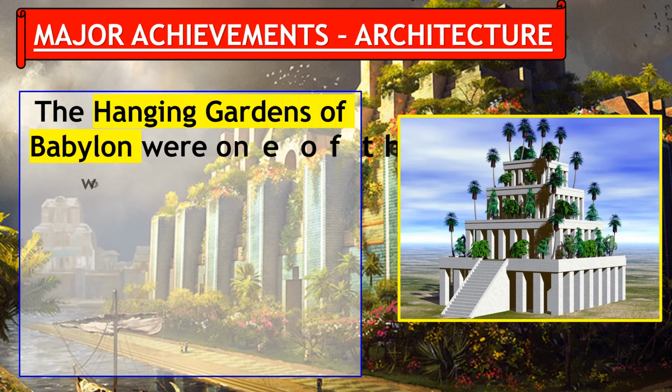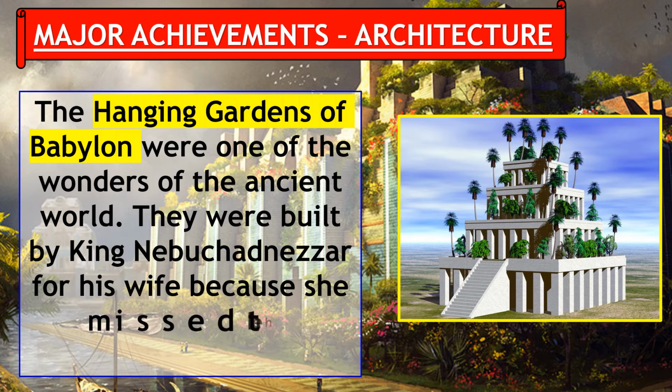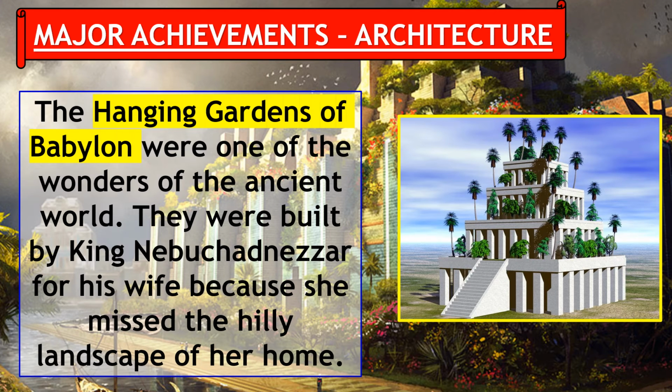The hanging gardens of Babylon were one of the wonders of the ancient world. They were built by King Nebuchadnezzar for his wife because she missed the hilly landscape of her home.